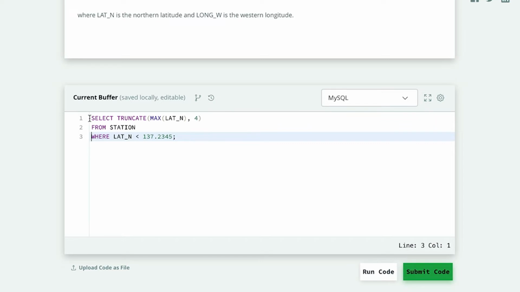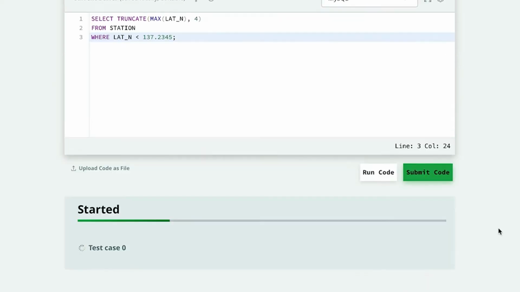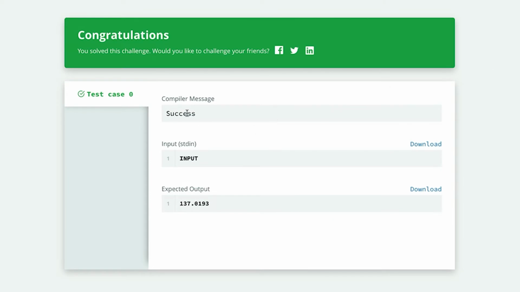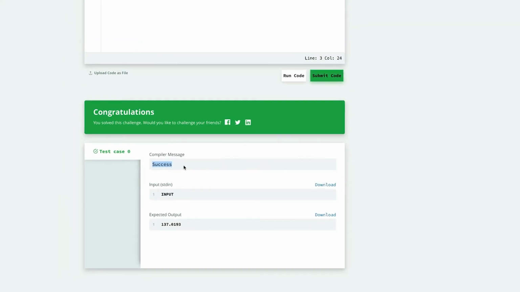We can solve this problem by using the query SELECT TRUNCATE(MAX(LAT_N), 4) FROM STATION WHERE LAT_N < 137.2345. So our SQL query is now ready. We will check whether this query is correct or not. So let us submit the code. And we can see the success message on the compiler. It means that we have solved our problem correctly. Let us move on to the next question.